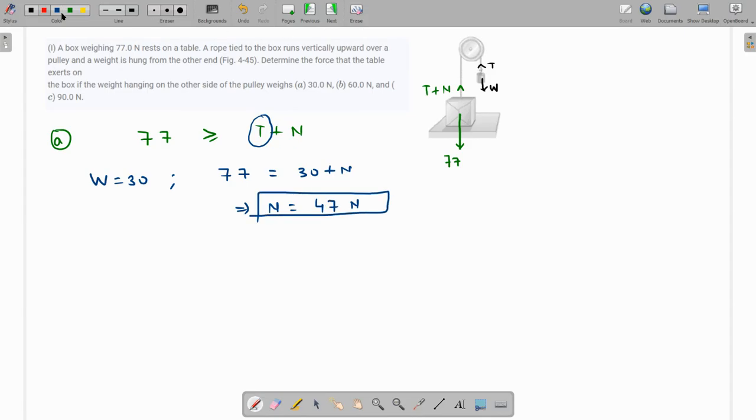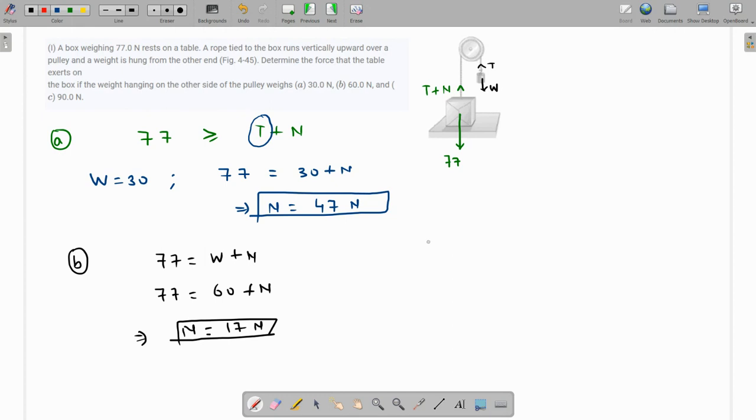If we talk about part B, that's going to be with the same equation. 77 is equal to W plus N. The only difference is that W is changed to 60 newtons. So we're going to replace W by 60, plus N. So this is going to be equal to, subtracting 60 from both sides, 17 newtons as the normal reaction. Case 3 would be interesting.